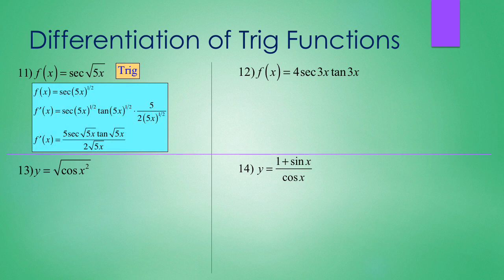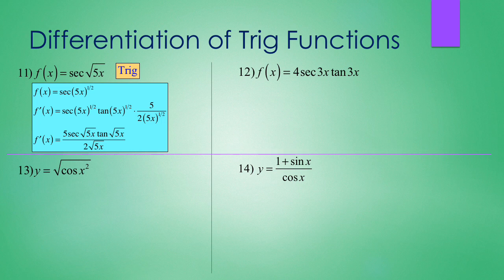Number 11 reads f of x equals secant square root of 5x. The first step is the rewrite, writing the expression with quantity 5x to the 1/2 power. The derivative of secant is secant tangent. So we get as a derivative secant of quantity 5x to the 1/2, tangent quantity 5x to the 1/2, times the derivative of quantity 5x to the 1/2.